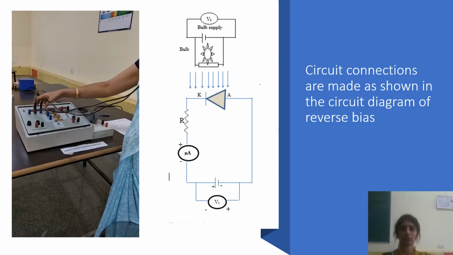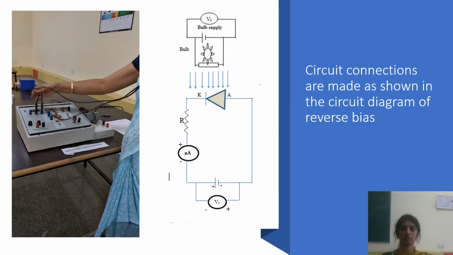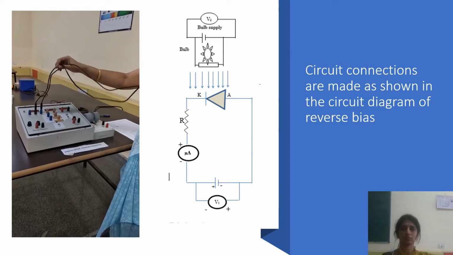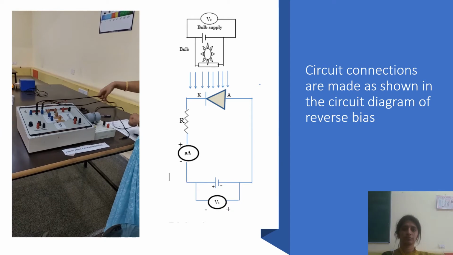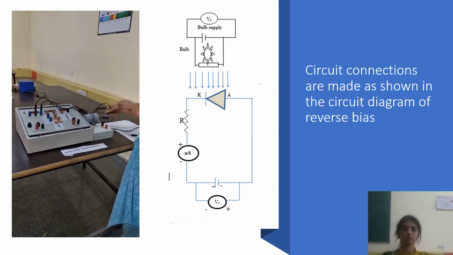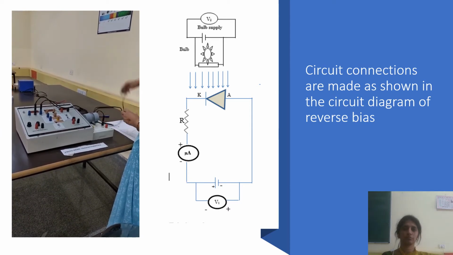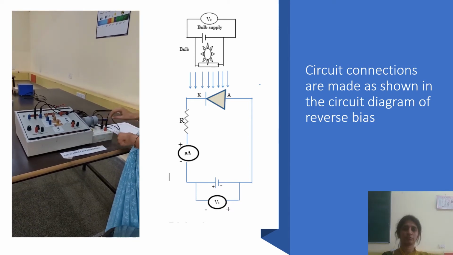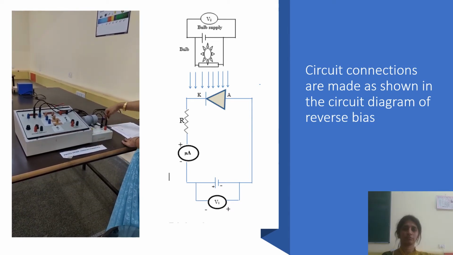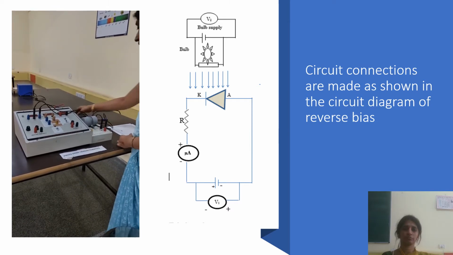Now let us see how to do the circuit connection. We have to take two wires from the V2. Those two wires must be connected to the bulb. Here the common must come to the negative of the bulb, and the other end of the V2 must come to the positive end of the bulb, and we have to measure the voltage of this bulb.